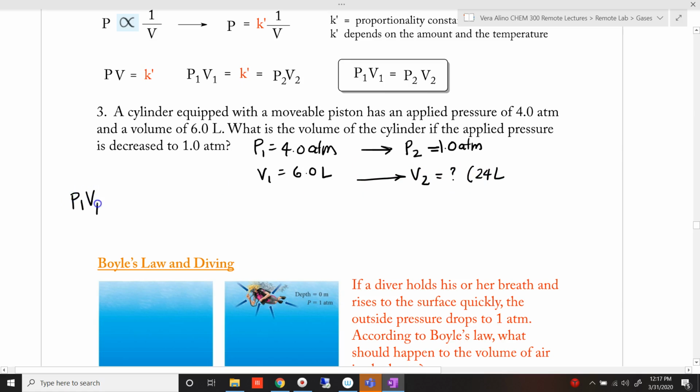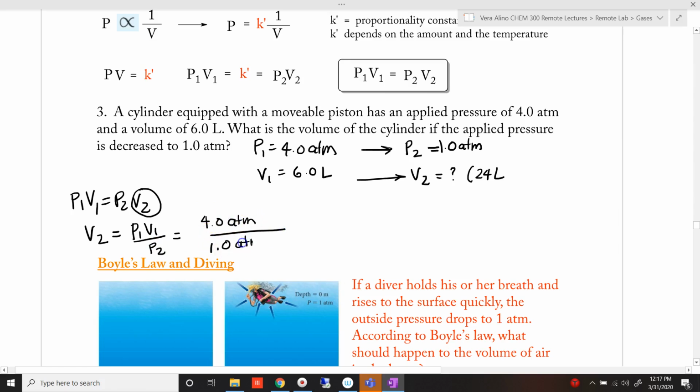So P1V1 equals P2V2. Solve for V2. Put V2 on one side of the equation and put the rest of the parameters on the other side. So P1 is given, that's 4.0 atm, divided by the pressure.